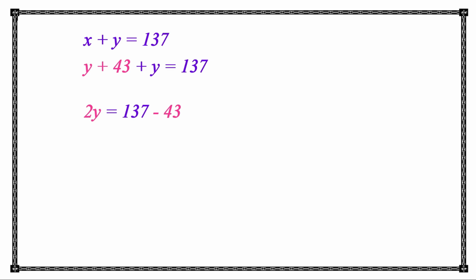So it becomes minus 43. Therefore the equation becomes 2y is equal to 137 minus 43. So 2y is equal to 94. y is equal to 94 divided by 2, that is 47. So y is equal to 47. We got the value of y.